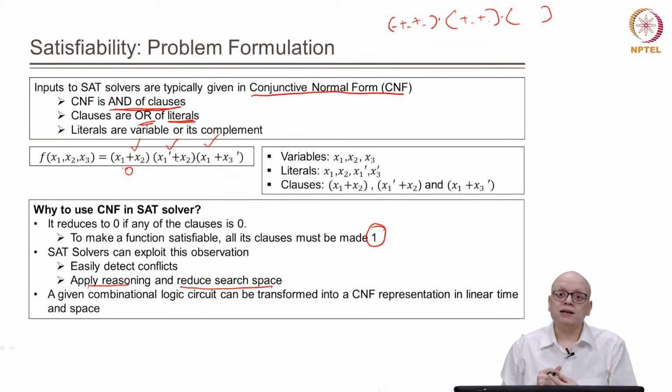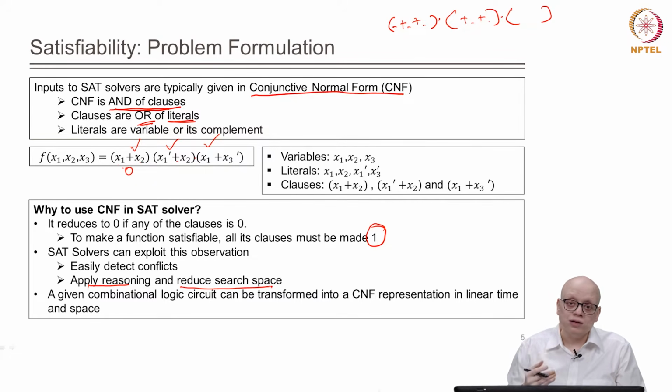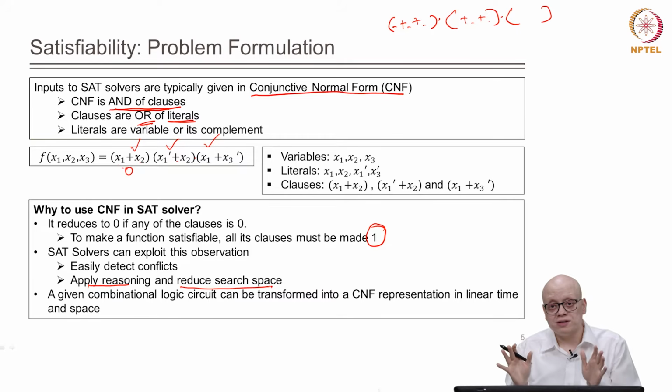And another thing is that suppose there is a combinational circuit. Now, the combinational circuit is typically represented in terms of logic gates, or maybe as a Boolean logic network or some other representation.